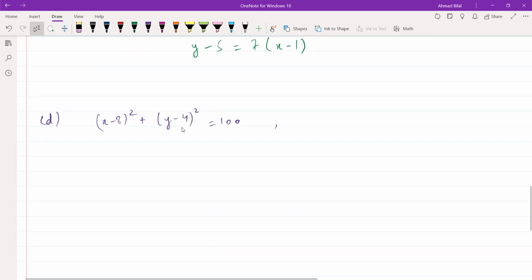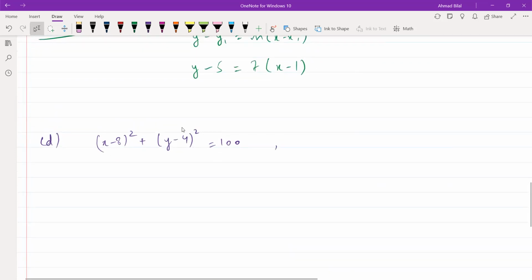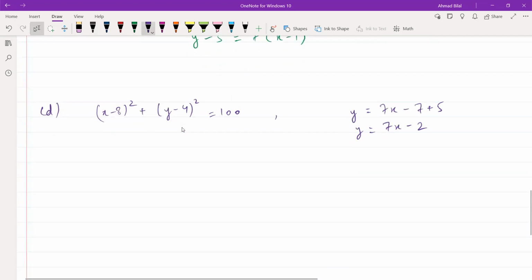We have the equation of the tangent. You can simplify that here if you want. It's y equals 7x minus 7 plus 5, which is y equals 7x minus 2. That's the equation of the line and the circle. You just solve them simultaneously. You can put this into the first equation.